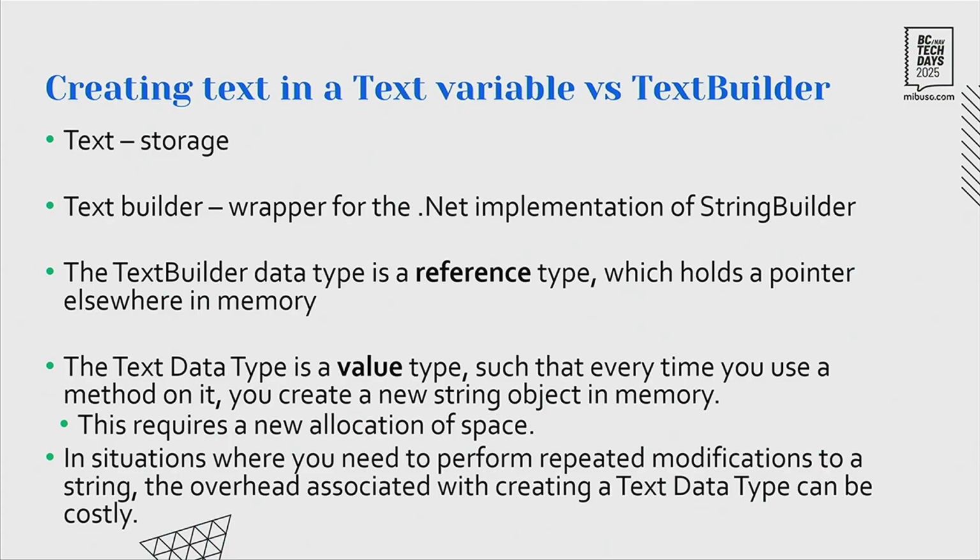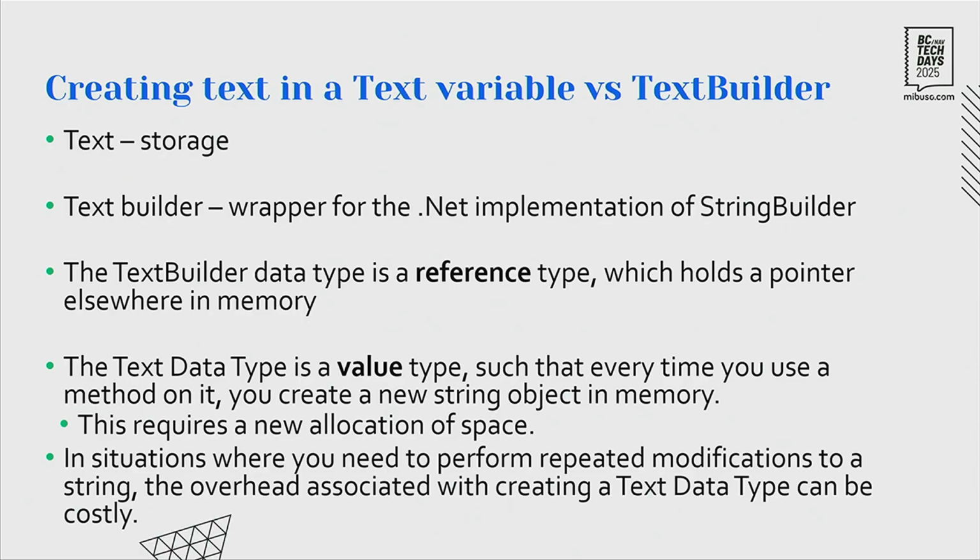So here we have the text builder, which is stored in the memory by reference, and the text data type by value. So each time you are assigning more text into the value variable, the memory needs to be relocated, and in order for the new string to be added into the memory, it requires a new allocation of space, each time.